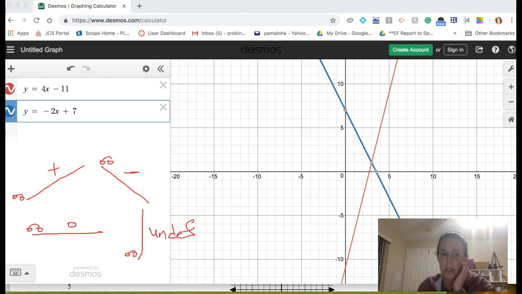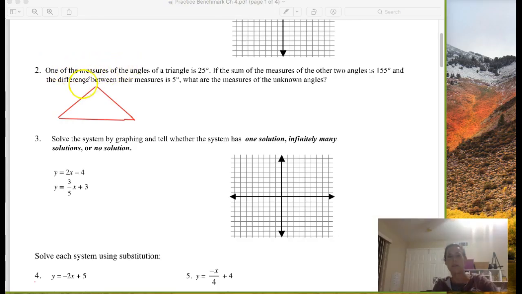So check that. Okay, this one says, one of the measures, I just drew myself a little triangle because I like pictures. One of the measures of the angles of a triangle is 25 degrees. Okay, and the sum of the measures of the other two angles is 155. I don't know what they are, but I know x plus y is going to be 155. That makes sense because if I go 155 plus 25, I should get 180 because that's how you add up the angles of a triangle. They need to add up to be 180.